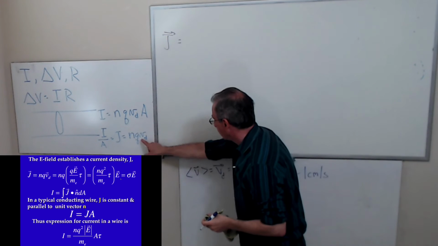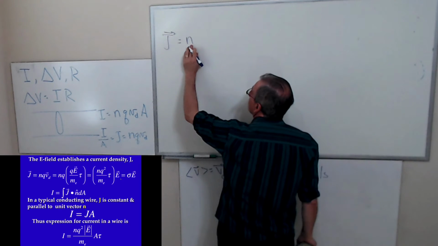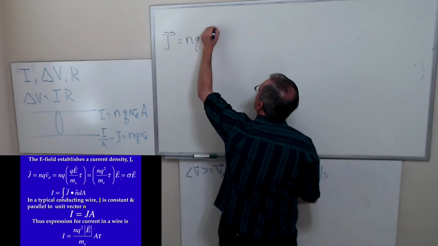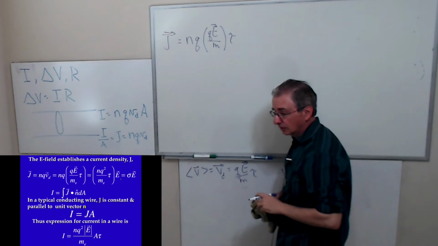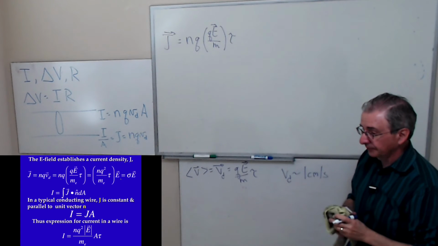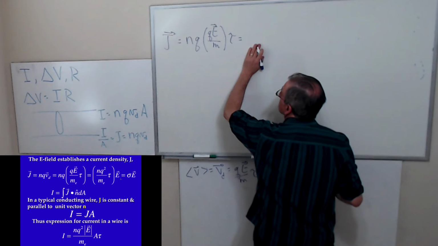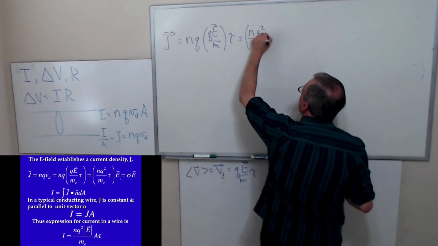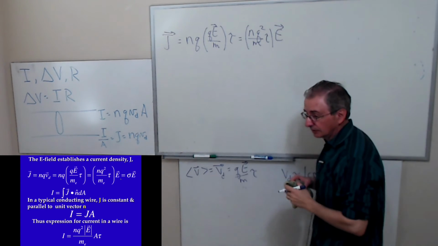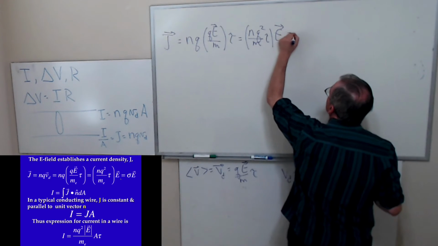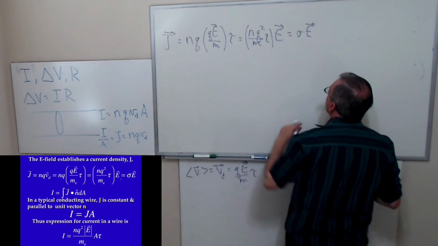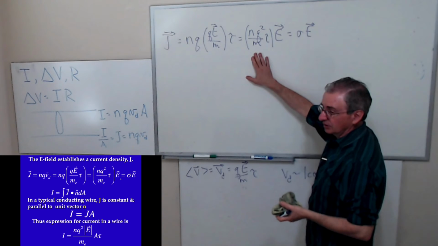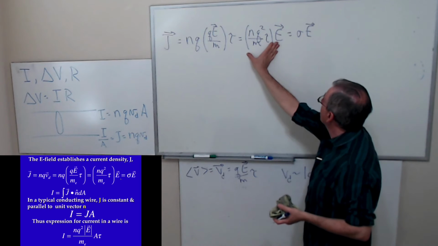Okay, so let's put our expression for V sub D into our equation. N is the number of charge carriers per unit volume. Q is the charge of those charge carriers. Let me just rearrange things a little bit. So I get NQ squared over M times tau times E. Everything in the parentheses is a constant. M is the mass of the electron, or we could say M is the mass of whatever is carrying the charge. Typically in a wire, it's an electron, but we can talk about other scenarios. And so we're going to let sigma be this thing in parentheses. So J is sigma E.